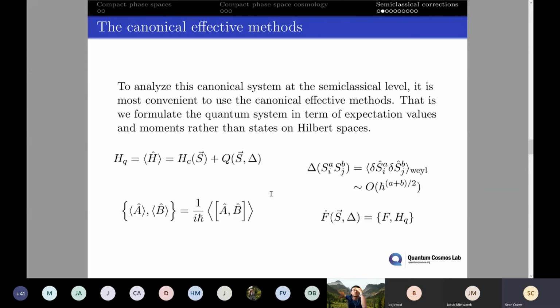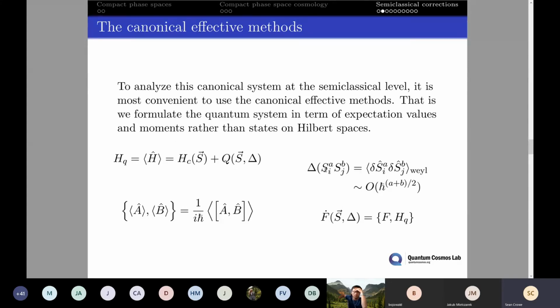So our method of choice for this is, of course, the canonical effective methods. This is a canonical matter system for spins, so it makes sense to use this. Essentially what we're doing is formulating the dynamics not in terms of state vectors, but in terms of expectation values of phase space variables and their moments. When I say moments, I just mean Weyl-ordered expectation values of fluctuations.